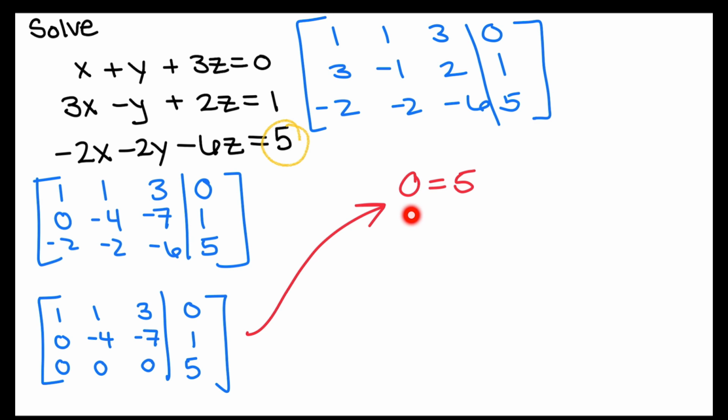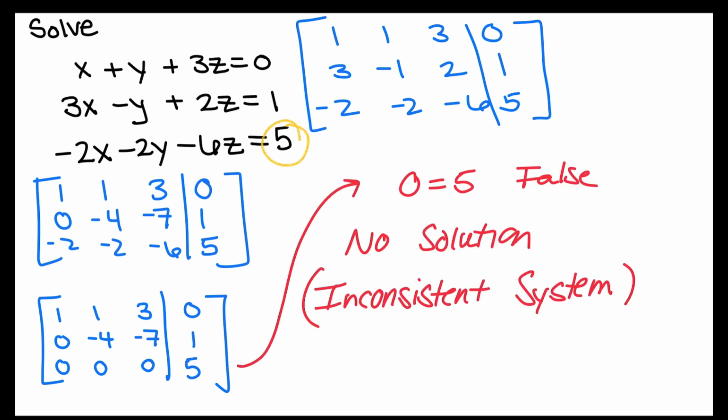That corresponds to the equation 0 equals 5. Now we have a false statement, and that tells me that this system has no solution. These 3 planes never intersect, and we would also refer to this as an inconsistent system. It's a system that has no solution.